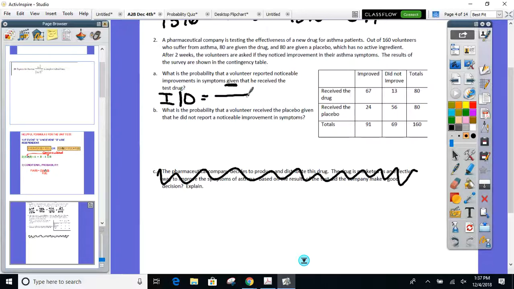Your denominator should not be 160, because you're only looking at the ones that received the drug. How many received the drug? So it's something out of 80, because only 80 people got the drug. Out of those 80, how many saw improvement? So I'm looking for improvement and got the drug. That would be 67. So this is 67 out of 80. We all right with those numbers?